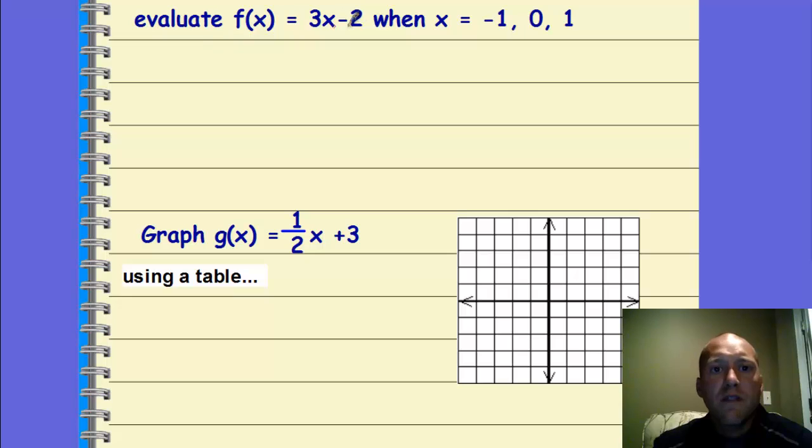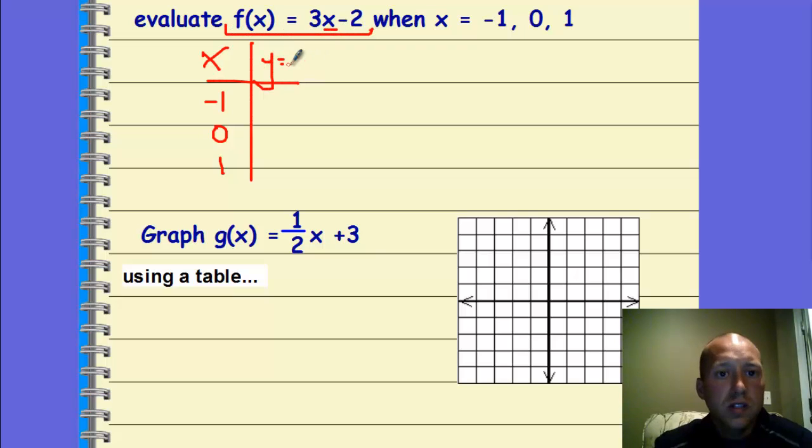So here, if we're going to evaluate this for x equals -1, 0, and 1, all we're doing is making a table. We're making an input-output table. So if x was -1, 0, and 1, we're just going to plug them in for x in this equation and solve for y, which is the same thing as f of x. And so just plug and chug, we say.